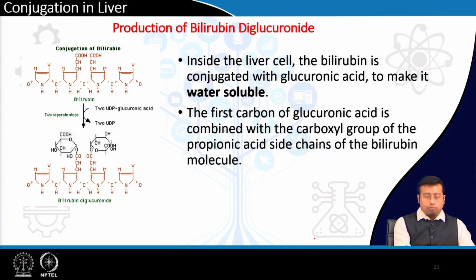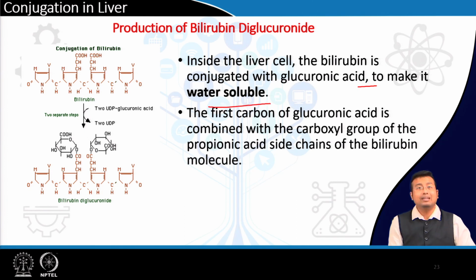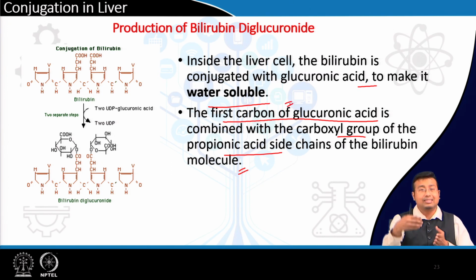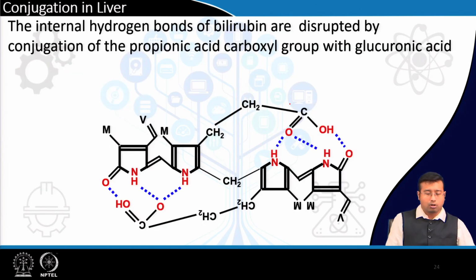So, what happens inside the cell? It is conjugated with glucuronic acid to make it water soluble, and it is actually the first carbon of glucuronic acid that combines with the carboxyl carbon of the propionic acid side chain in the bilirubin molecule. The bilirubin molecule has a propionic side chain, and the first carbon of glucuronic acid binds to it. But how does it make it water soluble? There are actually two steps. First bilirubin becomes monoglucuronide, then diglucuronide, but let us see how it becomes water soluble.